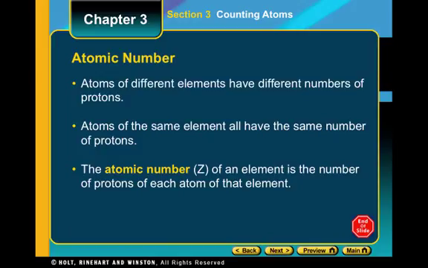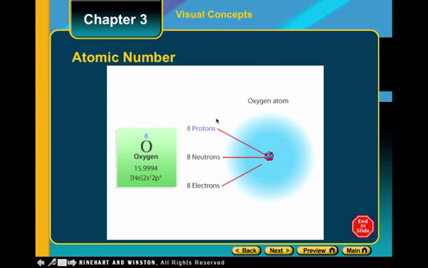And the periodic table is arranged according to the atomic number. So as you look across, it was 1, 2, 3, 4, 5. Those are the atomic numbers, and that is equal to the number of protons. So you can find your atomic number on the periodic table. So here is your atomic number. For oxygen, it is number 8, and that means there are 8 protons in the nucleus.